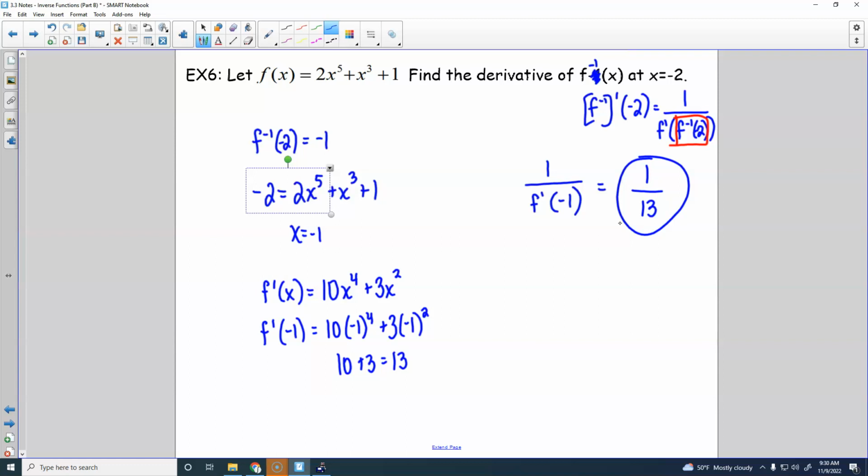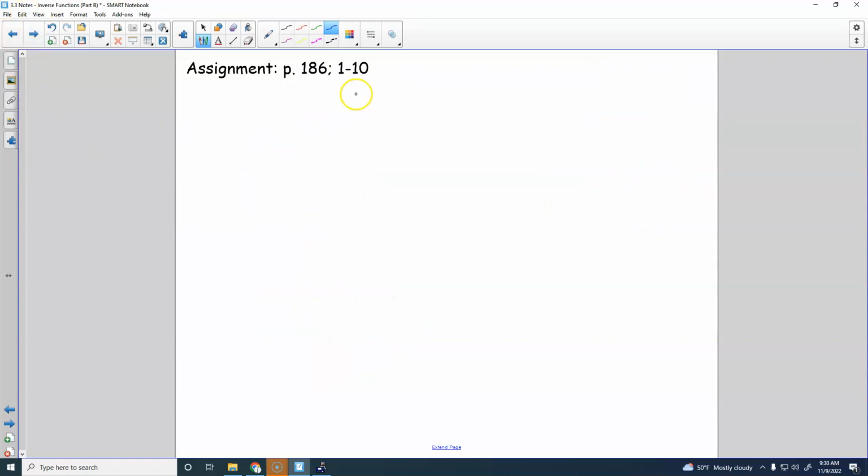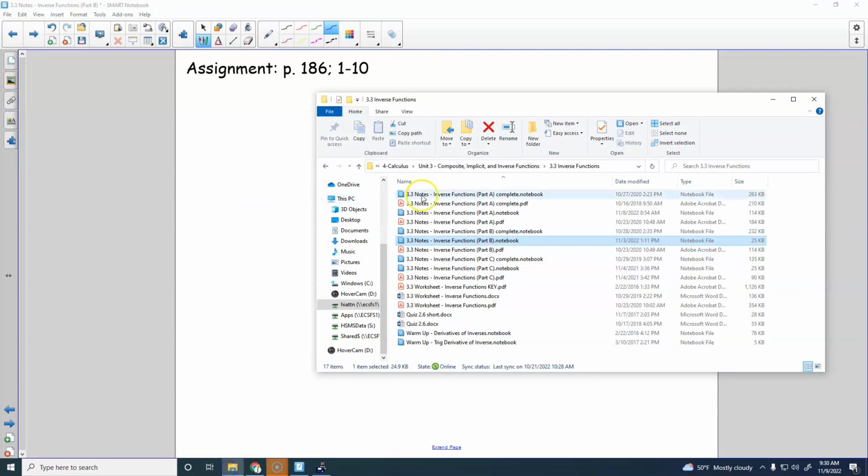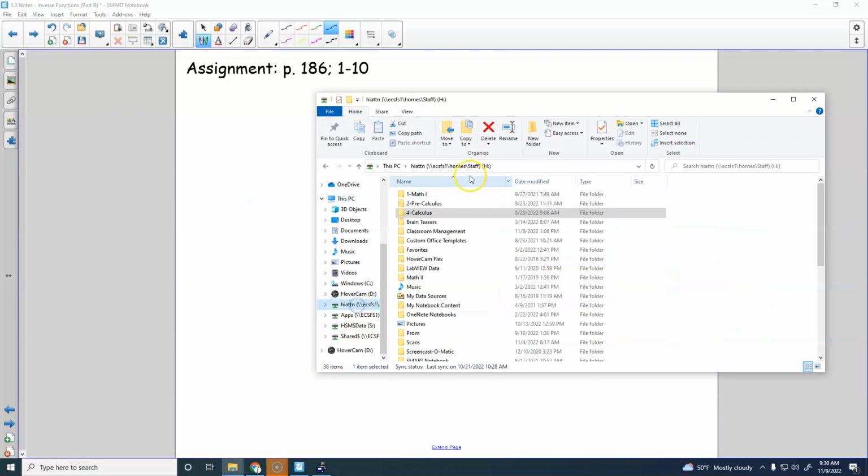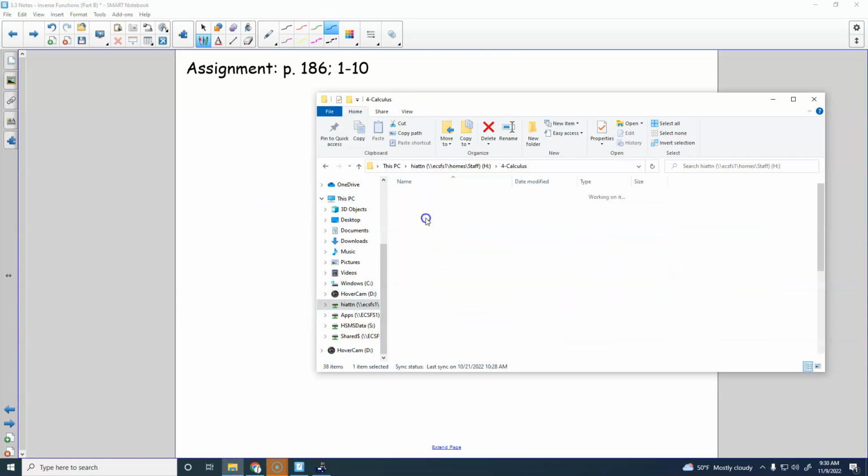We're okay here. Okay, questions? All right. Your assignment for tonight is on page 186, and it's numbers 1 through 10. It is okay for you to use the calculator to solve there if you would like. That'll be perfectly fine. And I said we would go over a free response question, so which one do you guys want to look at?